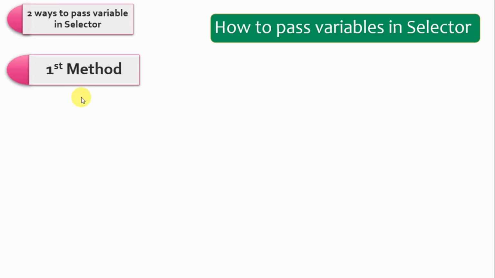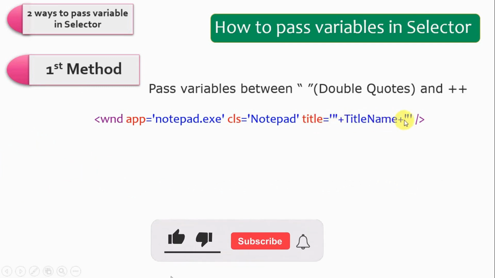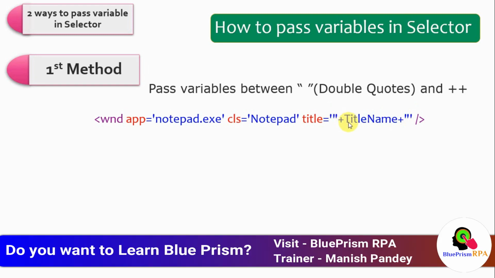We'll see the first method of how to pass a variable in a selector. The first one is to pass the variable between double quotation and double plus. The selector will look like this. If you see here in title, title equal to single quote, double quotation, plus, then the variable name, then again plus, then double quotation. This single quotation will always be there, so we just need to take care of the double quotation and plus. In this way we can pass the variable in the selector.